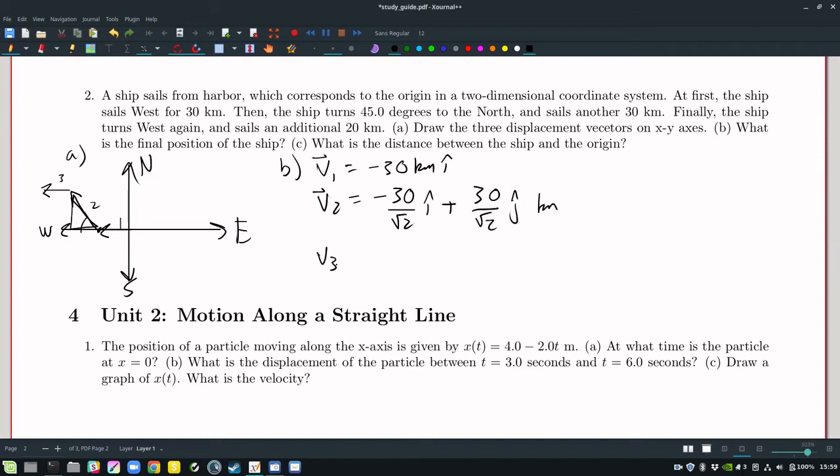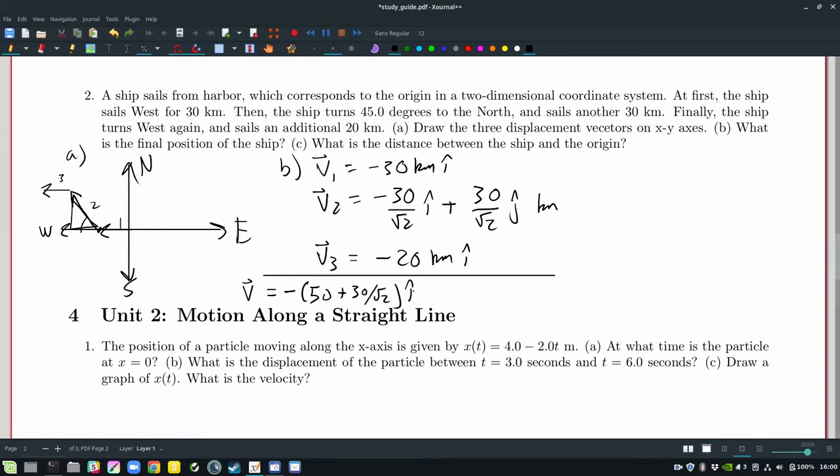And then V3, we have another negative 20 kilometers to the west. So negative I is the westerly direction. So the key here is that all the i's add together and all the j's add together. So the final vector position will be, let's add up all the i's. So we have negative 30, negative 20, that makes negative 50, and we have another negative 30 over root 2. So what we can do is say negative 50 plus 30 over the square root of 2 I, and those will be in kilometers.